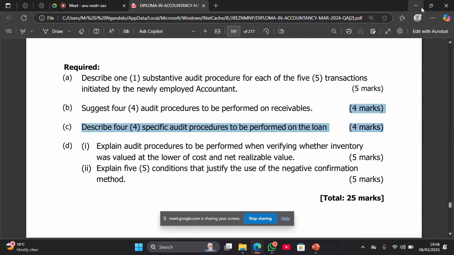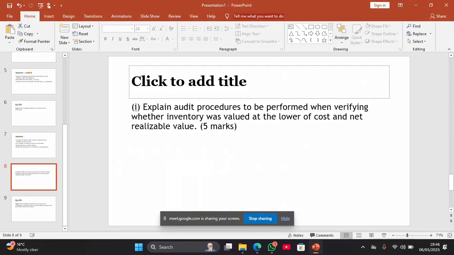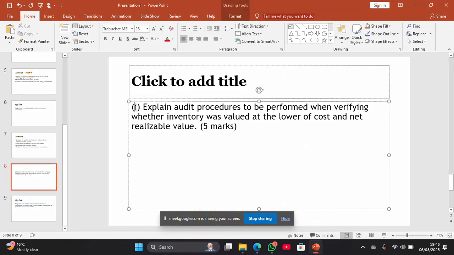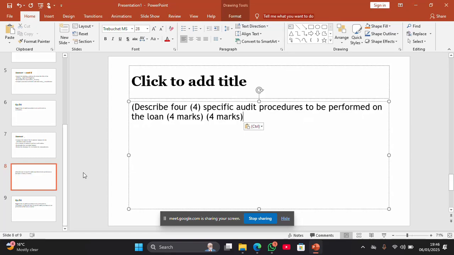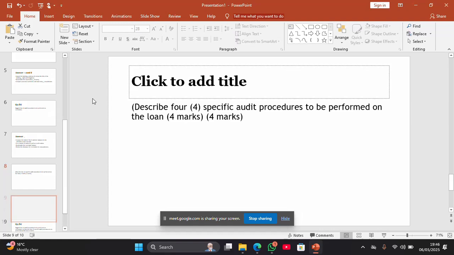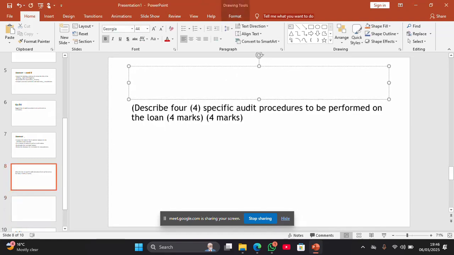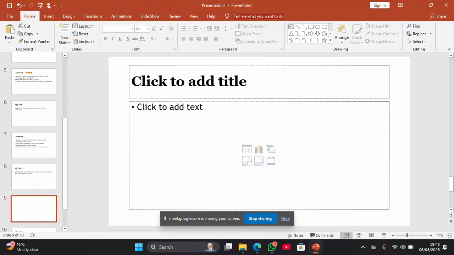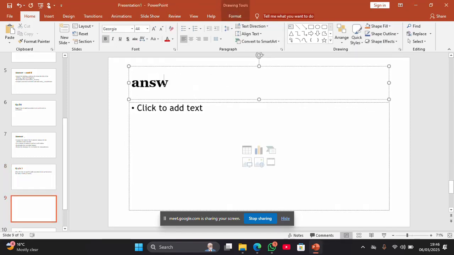What procedures can you perform on the loan? To verify that figure for the loan, what procedures can you perform? Is it okay to also check through the loan agreement? Yes, covenant. That's correct. So this is C, isn't it? Yes. Question 5C. And we need to answer.